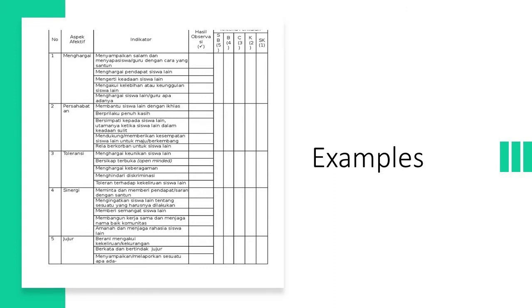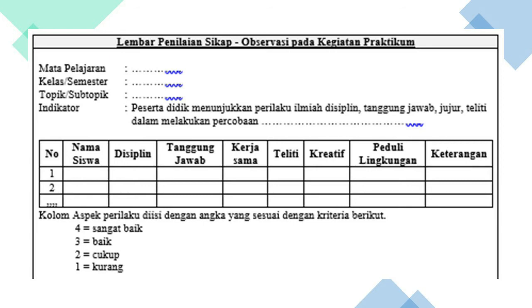The first example shows assessing the affective side in whole aspects: Menghargai, persahabatan, toleransi, sinergi, jujur. And this rubric uses Likert's scale to grade the characteristic of students' affective side. For the second example, it shows a more specific aspect, which is the attitude aspect. But this rubric is only used for scale.